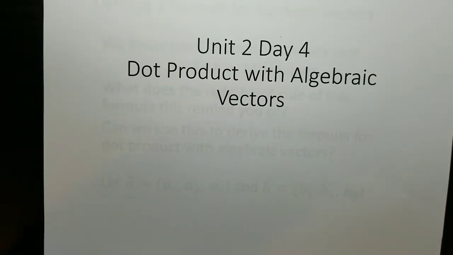So we're going to need to come up with a new formula because the formula we have depends on us knowing the magnitudes of our two vectors and also the angle between them, which we almost never know when we have algebraic vectors. But the dot product is actually going to become a really convenient way of finding the angle between two vectors for our algebraic vectors.